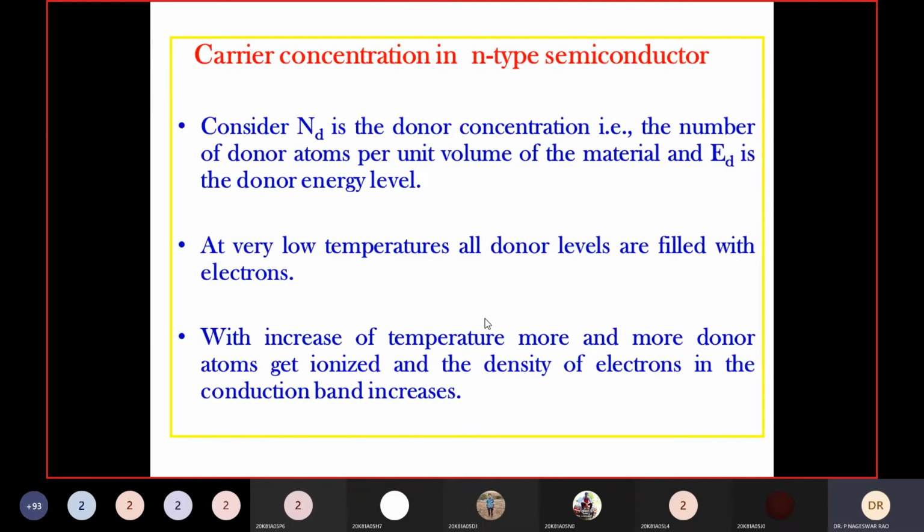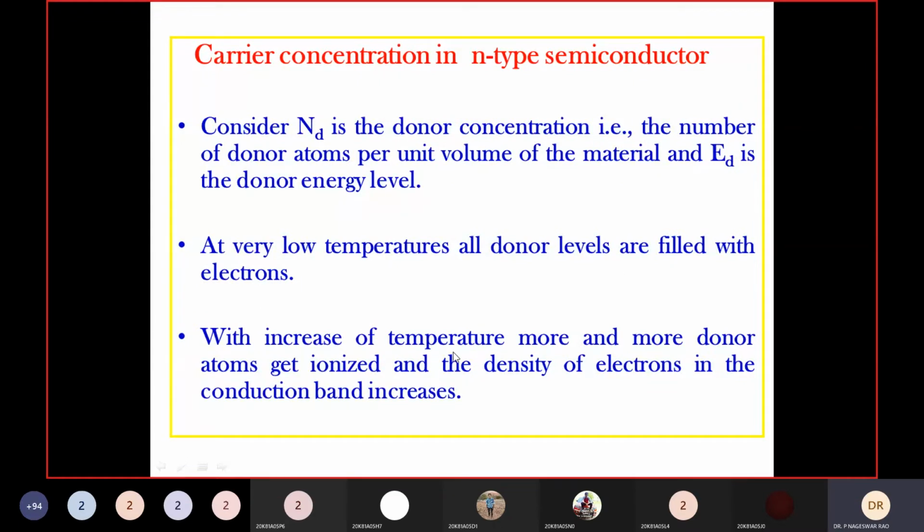Here, consider Nd as the donor concentration. Nd is the number of electrons present in the donor level, the number of donor atoms per unit volume of the material, and Ed is the donor energy level. At very low temperature, all donor levels are filled with electrons.